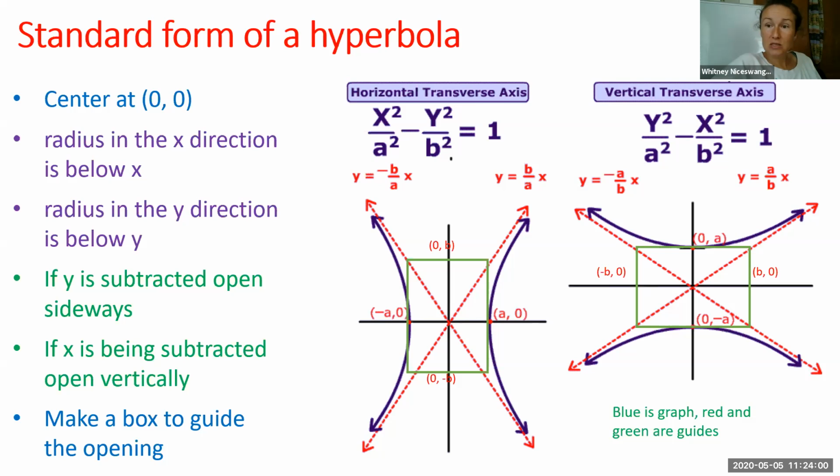So we make the green box, we figure out if we open sideways or up and down, and then we draw these lines that go through the center and the corners of the green box, and that guides the opening of our hyperbola. Those red dotted lines are guided by the green box, and those are the asymptotes of the hyperbola. So it's really just the stuff in blue that is the actual graph of the hyperbola. The rest of it is all just there to guide how we draw that hyperbola.